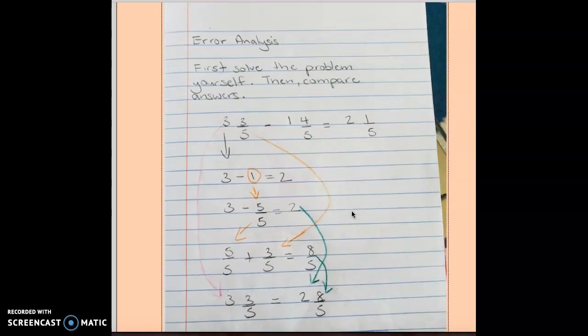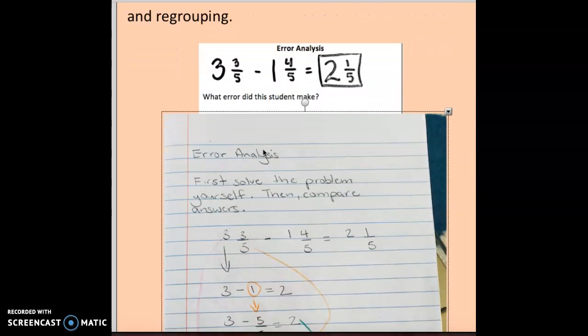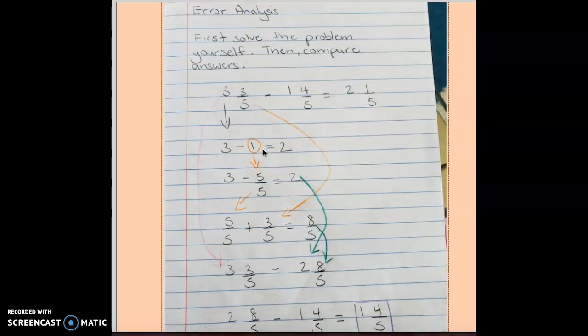So now I'm going to compare my answer to what the student had. And I'm taking notice that this student seemed to not regroup. What this student did, they subtracted the whole numbers, and then it seems like they worked backwards. They subtracted 3/5 from 4/5 as opposed to the other way around. And so we want to keep these errors in mind so we don't make these same mistakes, okay?